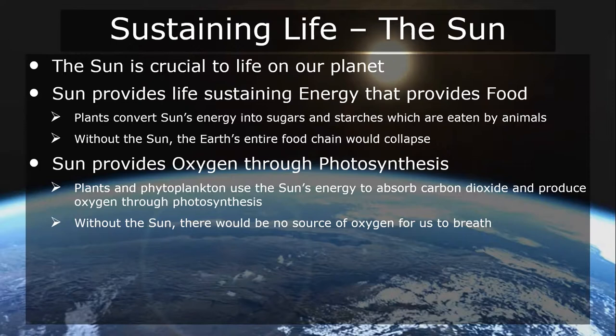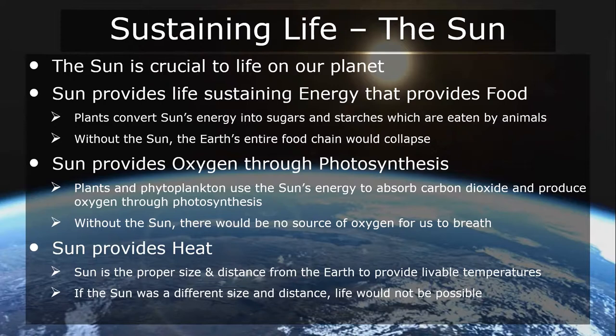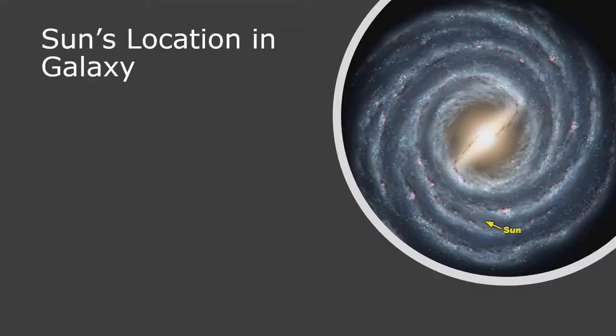Also, the sun provides heat. And the sun is the proper size and distance from Earth to provide us the perfect livable temperatures. If the sun was a different size, like if it was a red star, which most of the universe has, life wouldn't be possible. And it's the right distance from Earth. Without the sun, the Earth would plunge into a permanent freeze. Also, the sun's location in the galaxy. Here's an artist's rendition of the Milky Way, and this is where the sun is.